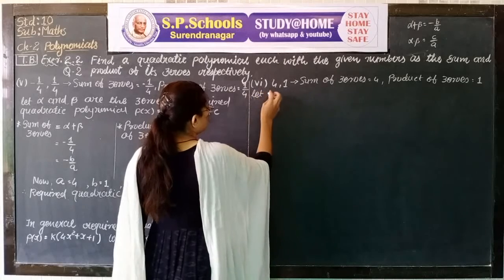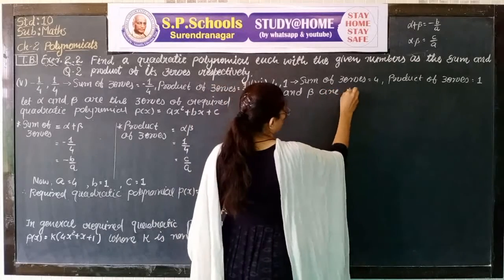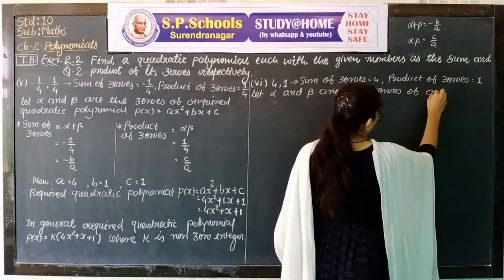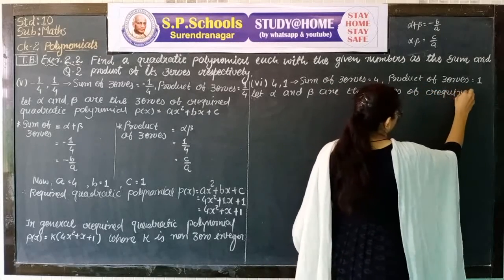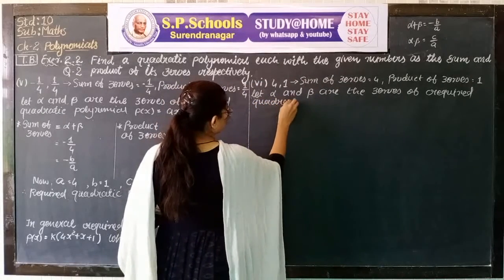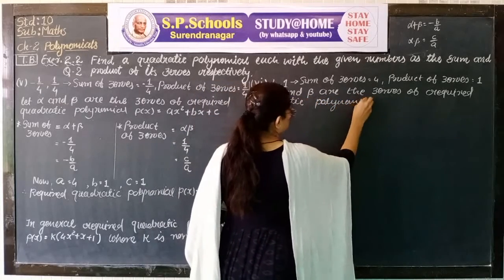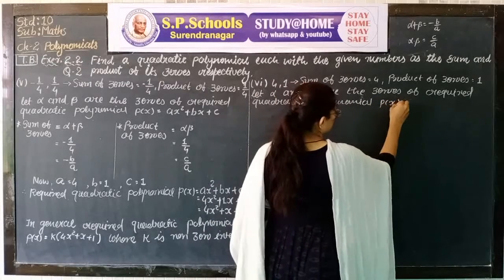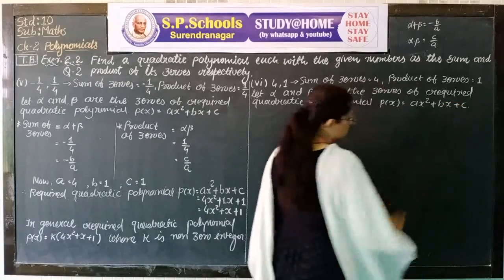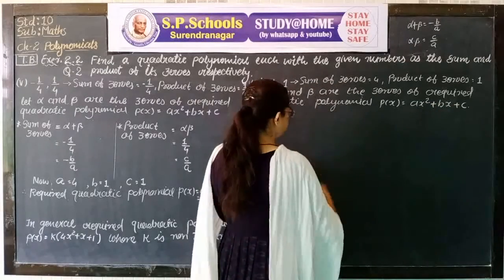First sentence is the same. Let alpha and beta be the zeros of the required quadratic polynomial p of x is equal to ax square plus bx plus c. Same thing, we need to find the values of a, b and c here.